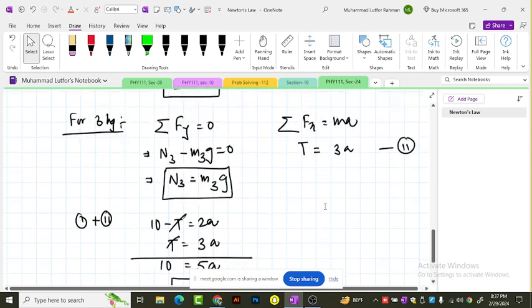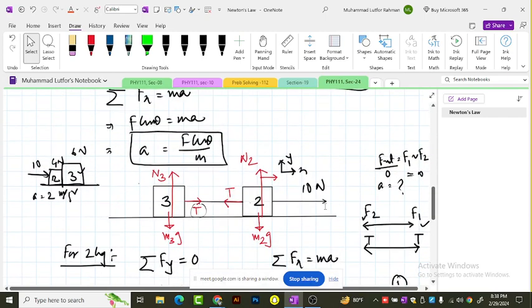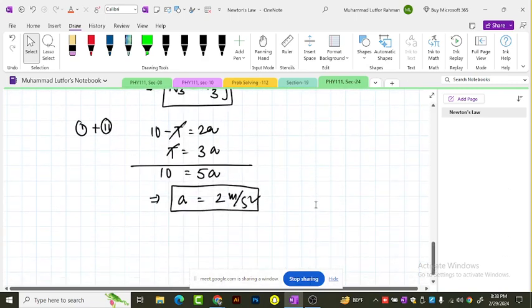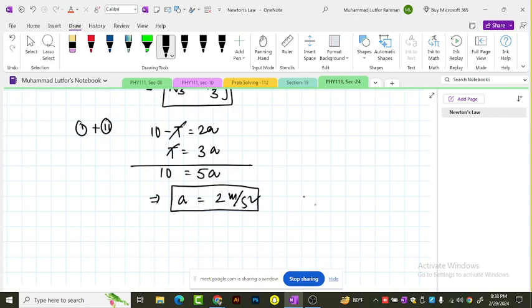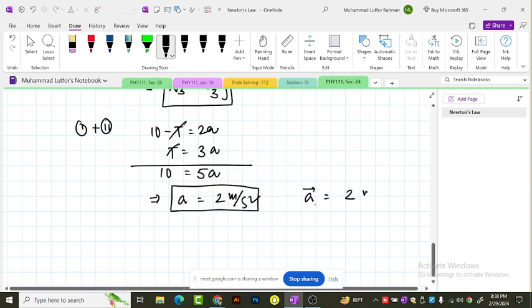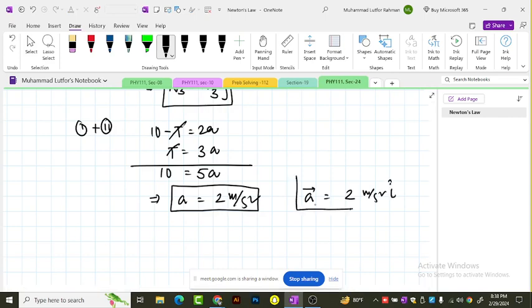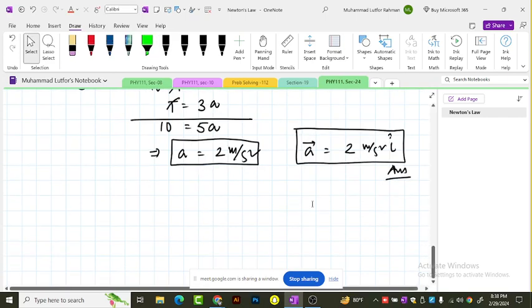And that should be the acceleration of this system, which will move at an acceleration of 2 meters per second squared. Both blocks will move. So that's the acceleration. And if you want to write it in terms of vector, obviously it's a vector, it should be 2 meters per second squared i hat. This is the answer for the acceleration. All right. Now what about the forces?